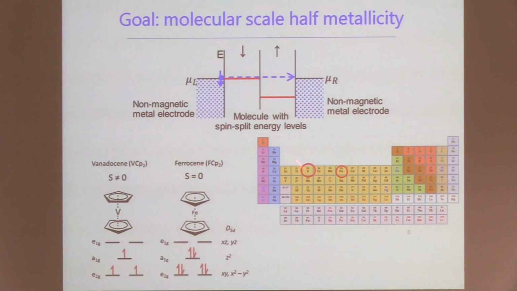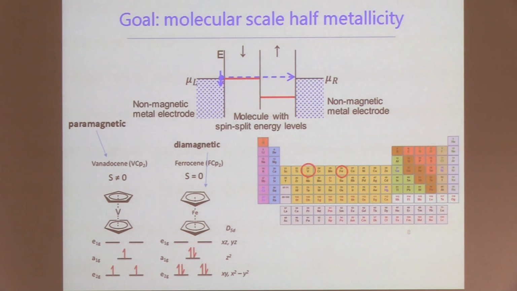So for our experiment, we are not using any magnetic electrode; we are using a silver electrode, which is non-magnetic, and we are using two different molecules. One is vanadocene and one is ferrocene. Both are d-block metal compounds, but vanadocene has unpaired spin, like 3 electrons in the d shell, and in the case of ferrocene the total spin equals 0. So in the gas phase you can say one is paramagnetic, one is diamagnetic.